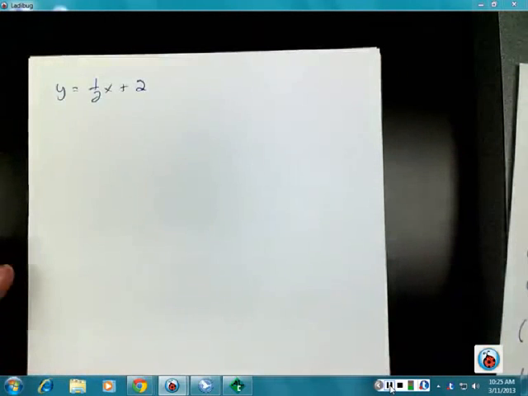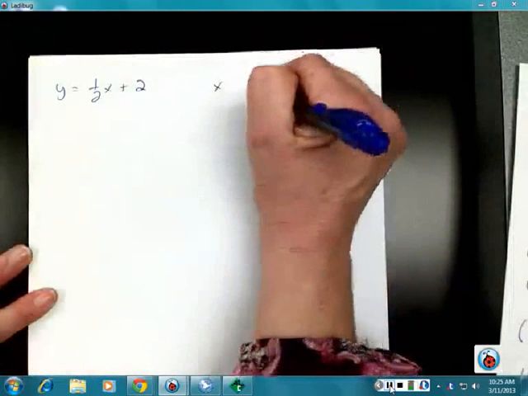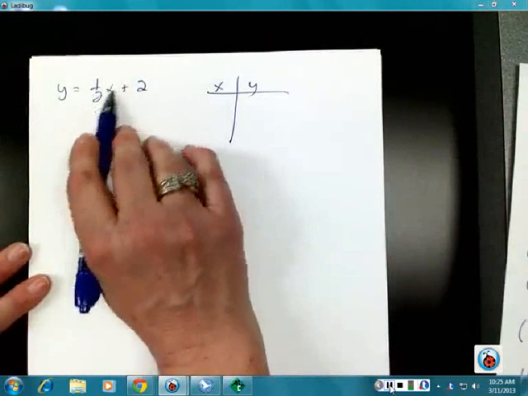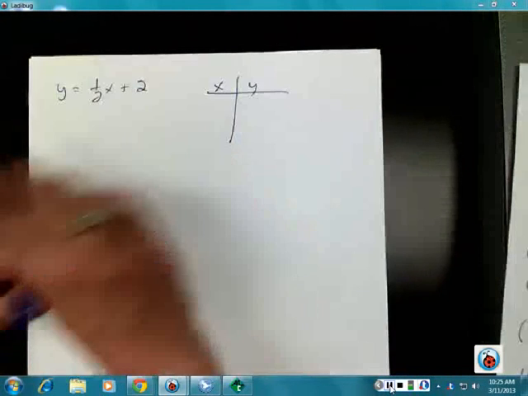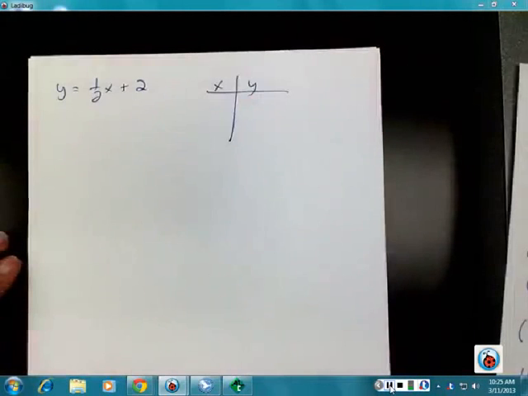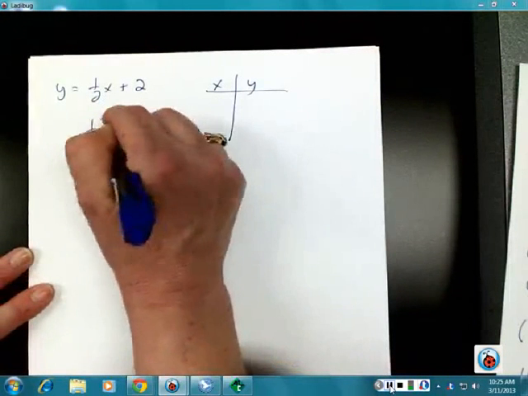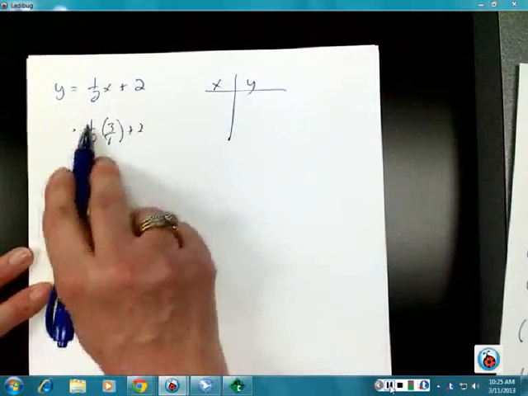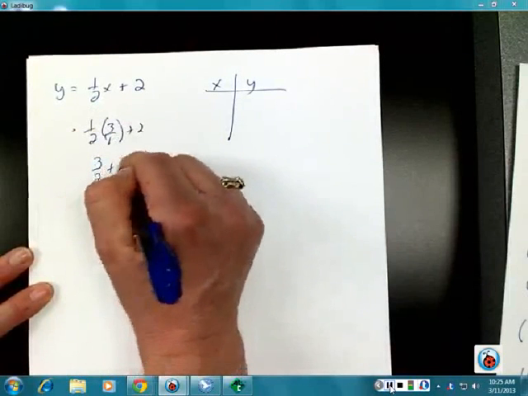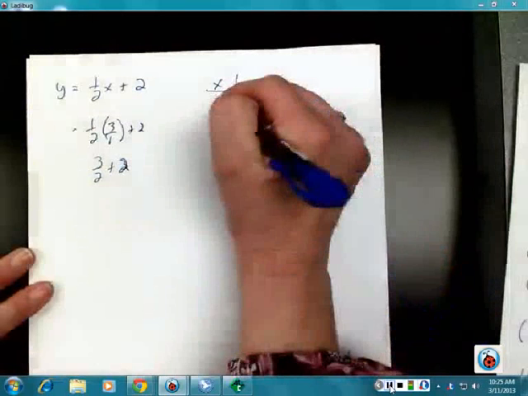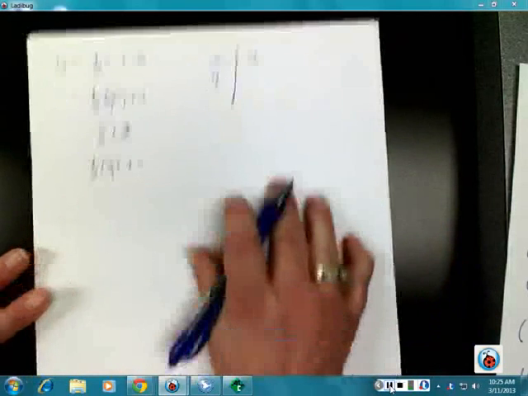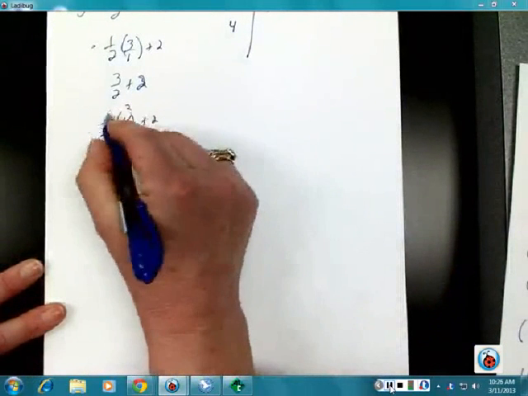So what kind of numbers would I want to pick for x? Well, because x is independent, that means I can pick whatever I want. I would more than likely pick numbers for x that will cancel with this too. Because if I can get rid of that denominator, it's going to make my life a whole lot easier. If I put 3 in here and have 1/2 times 3 over 1 plus 2, doesn't make life very easy, does it? Because nothing cancels, so I end up with 3/2 plus 2, which makes it a lot harder to work with. But if I would have put a 4 in there, the 2 and the 4 will cancel, which leaves me with 1 times 2 is 2 plus 2, and I get an answer of 4.